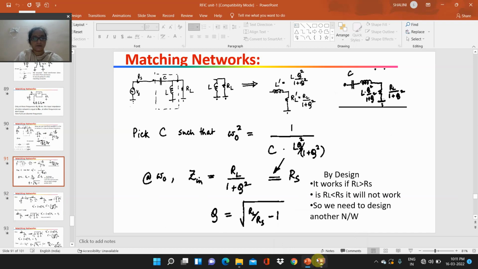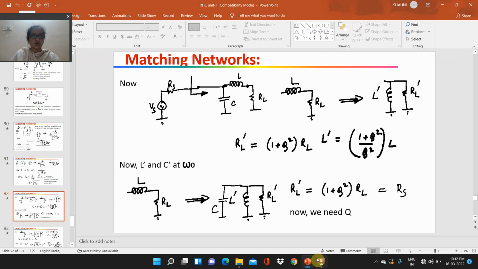So here also same, we are taking the LR network and converting it into a parallel LR network, and then converting it into a series network, by simply substituting the L value in series and the RL value in series. Okay, so with this design, it works if RL is greater than RS. If RL is lesser than RS, it will not work. So we need to design another network.